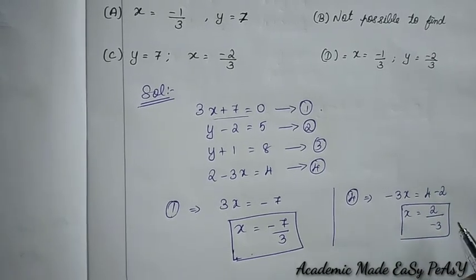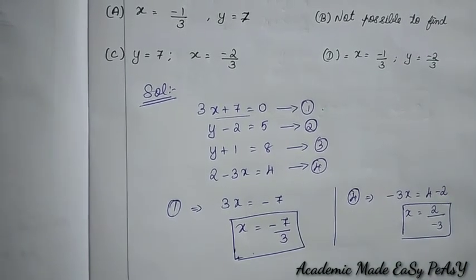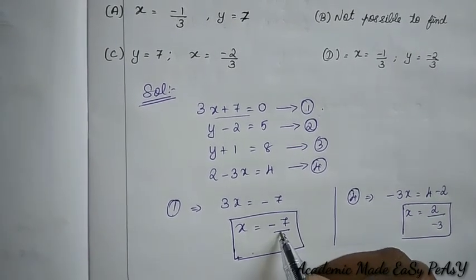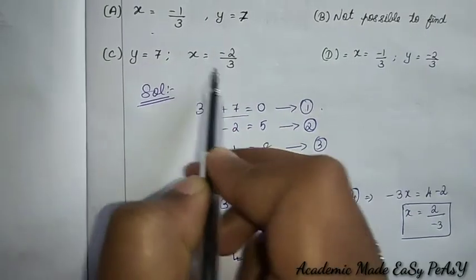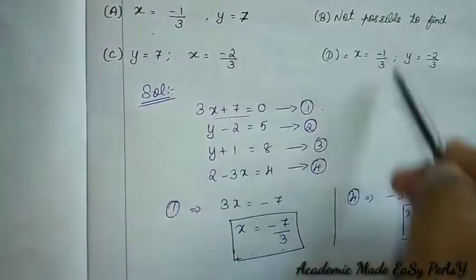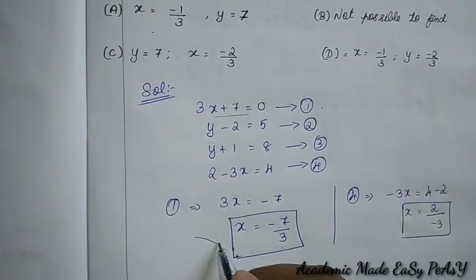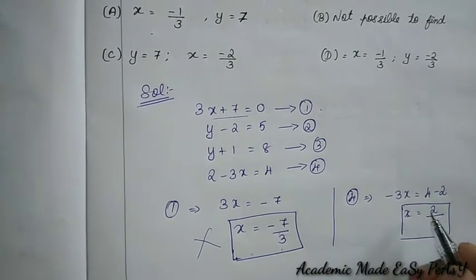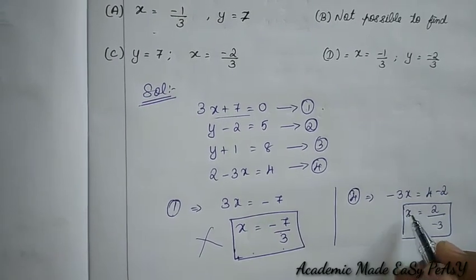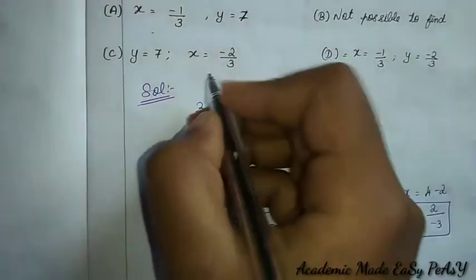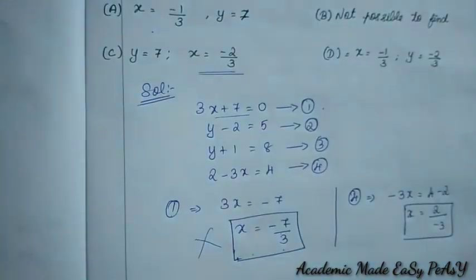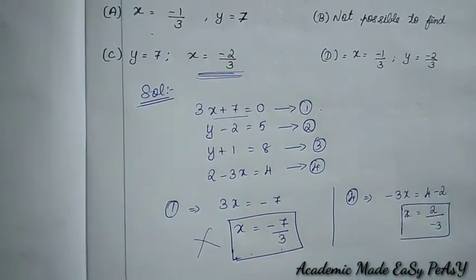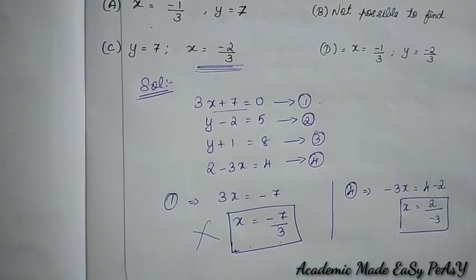So here the x values are different, isn't it? Now I'm going to check it for the options. See, I have minus 7 by 3. So x is not minus 7 by 3 in any option, so I'm just dropping this. Next, equation 4 implies that x is equal to minus 2 by 3. I have minus 2 by 3 over here, so I'll keep this in my option.